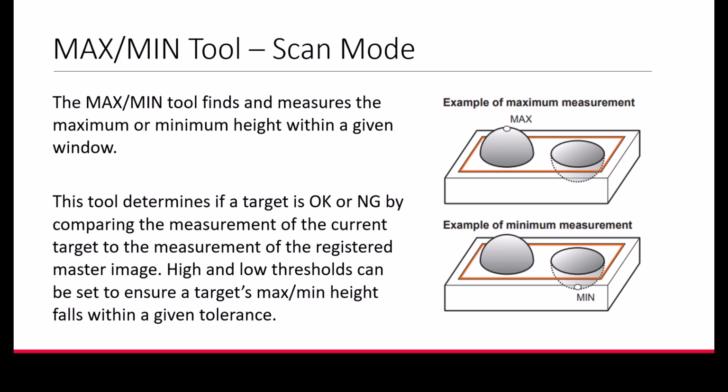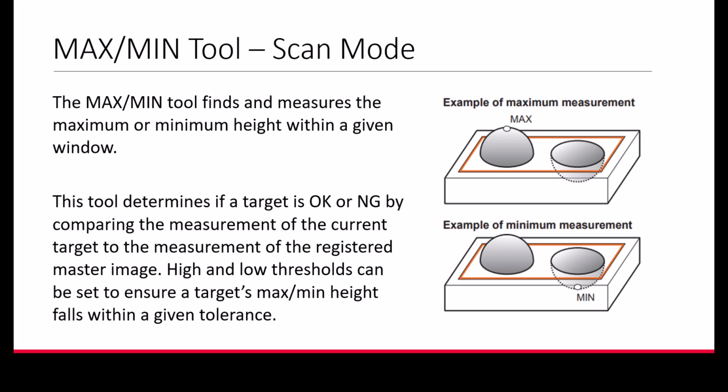Today we'll discuss how to use the IX's max min tool. The max min tool will find and measure the maximum or minimum height within a given window. This tool determines if a target is okay or no good by comparing the measurement of the current target to the measurement of the registered master image. High and low thresholds can be set to ensure a target's maximum or minimum height falls within a given tolerance.